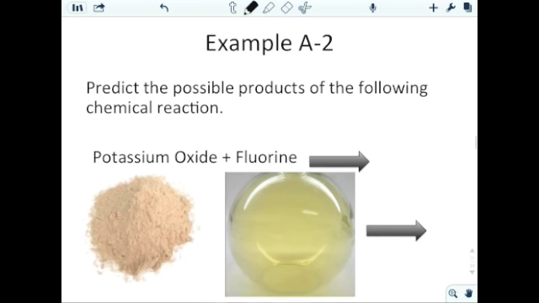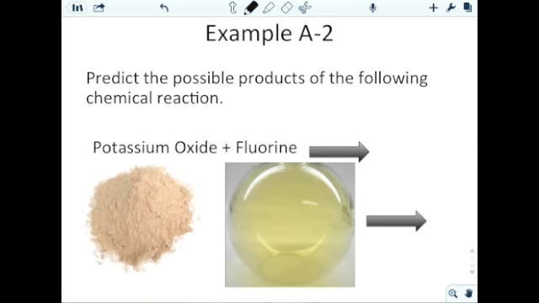Looking at the next example, it says predict the possible products of the following chemical reaction. So we have potassium oxide plus fluorine. So we have a compound plus fluorine, which is an element. Well, compound plus an element, we're going to have a single replacement reaction. So when we're looking at this, remember, like replaces like. So fluorine is a nonmetal. It's going to replace the nonmetal in potassium oxide. So that fluorine will replace that oxygen.